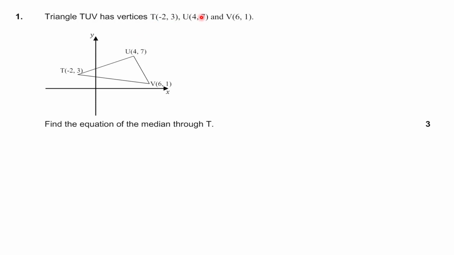We have a triangle with these vertices and we want to find the equation of the median through T. So, the median is this line here and it passes through the midpoint of the opposite side, UV. So we've got to find the midpoint of UV and we do that like this. We just average the x coordinates and average the y coordinates. So we get 4 plus 6 over 2, 1 plus 7 over 2, which gives you 5, 4. So we've now got the midpoint. The midpoint is 5, 4.